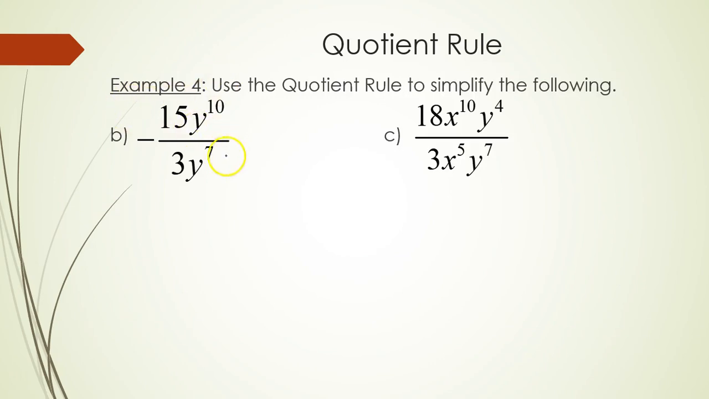In part B, let's first do negative 15 divided by 3. That's going to give me negative 15 divided by 3 is negative 5. And then with the y's, 10's bigger than 7, so I have y to the 10 minus 7. Everything's in the top of a fraction, so I have negative 5y cubed.